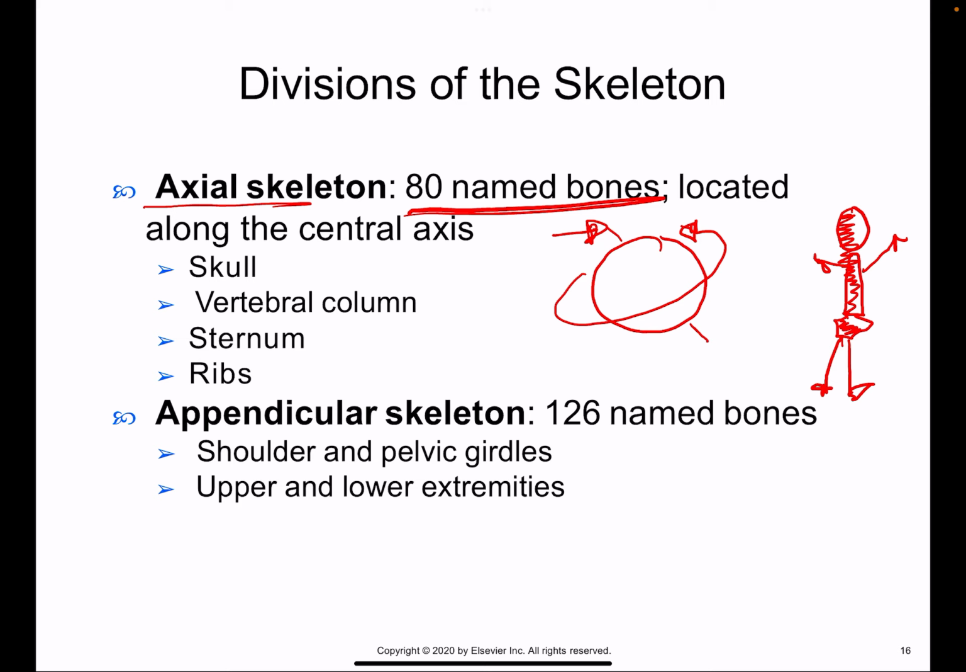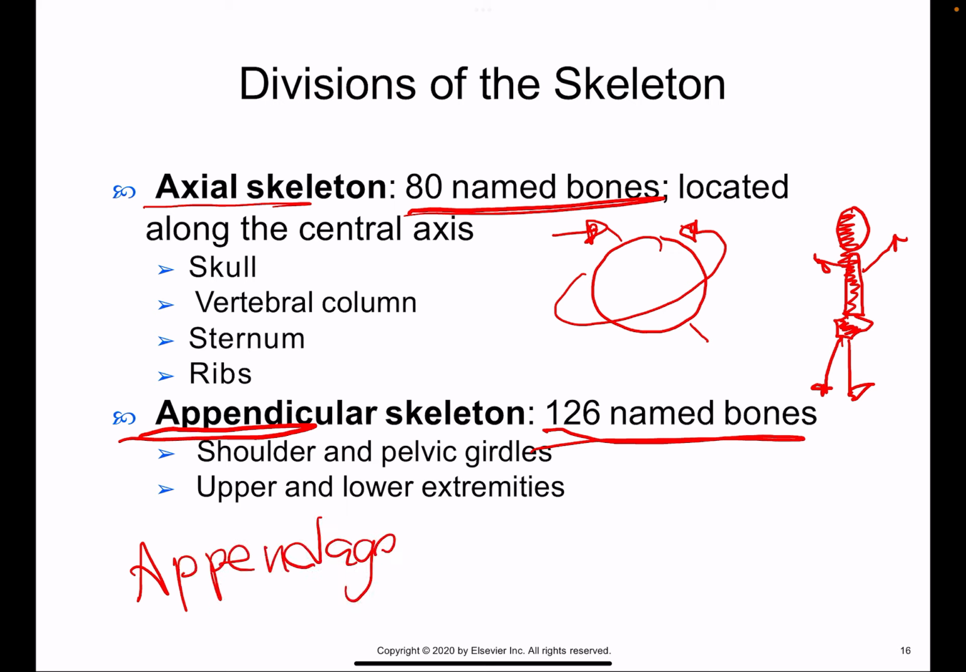So for instance, the skull, we all know it's the cranium, it's our head. Vertebral column should be our spine, sternum, chest, ribs, etc. However, these names are going to have even more names to them in the future. Now, the appendicular skeleton is 126 named bones, and appendicular, you want to see that word and immediately think about your appendages. Right? Because these words are tied together.